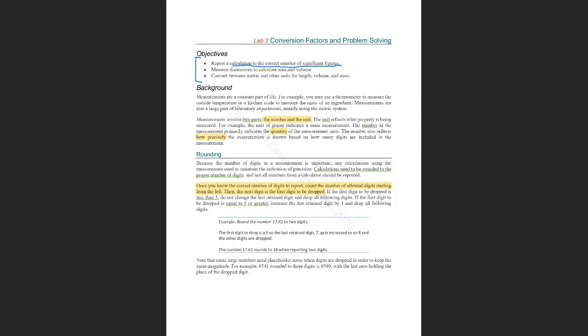We will go over the report and make sure that you know how to make calculations with the correct number of sig figs. Also, measure dimensions to calculate the area and volume, and use conversion factors to convert, in this case, between metric and other units of length.